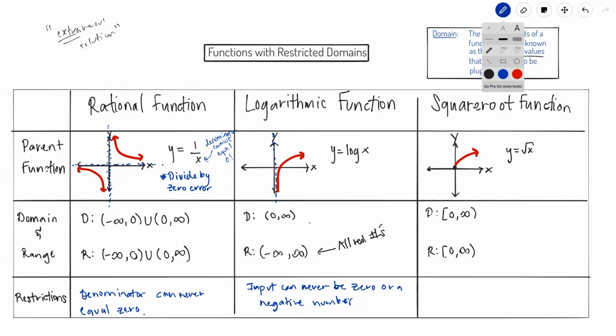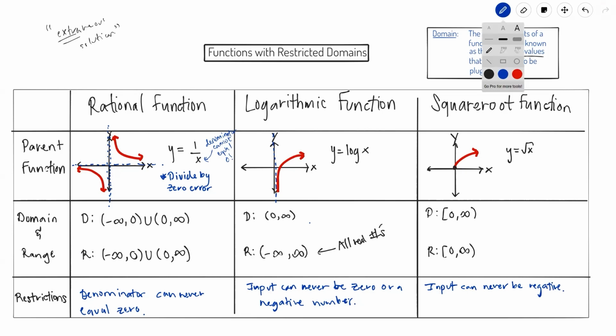What did we say our restriction was for this one? We said that the input can never be negative. Well, it can be 0, my bad. Negative is the only thing not allowed if we are in the real world dealing with square root functions.